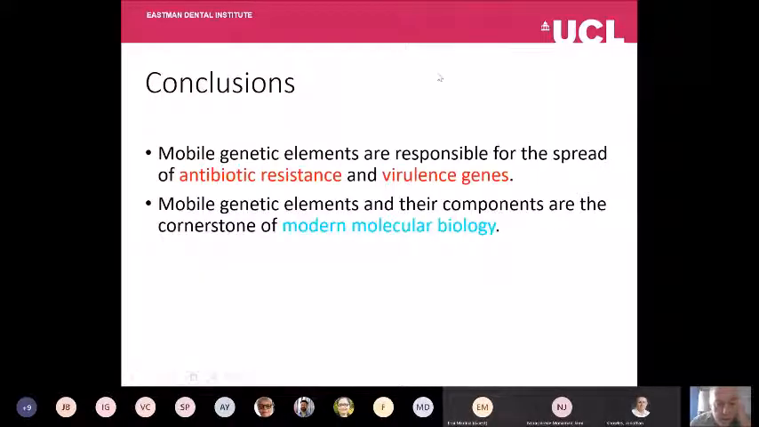So to conclude then, I hope I've shown you that mobile genetic elements are responsible for the spread of antibiotic resistance and virulence genes, and mobile genetic elements and their components are really the cornerstone of modern molecular biology. Without these elements, it really wouldn't be possible to do modern molecular biology.